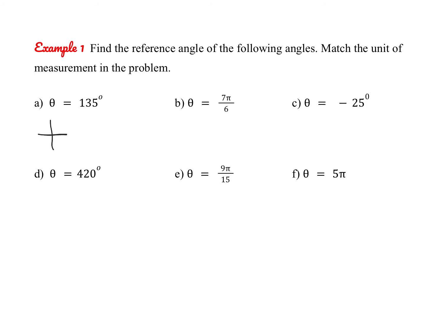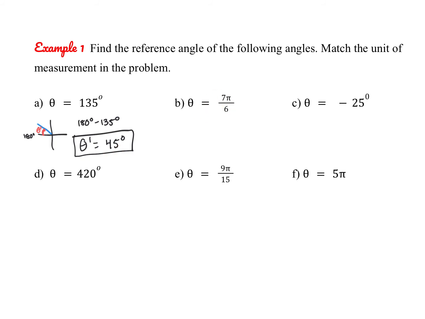So 135 degrees we know is somewhere in quadrant 2. Here's 135. And the closest x-axis here would be 180 degrees. So in this case, to find our reference angle, which would be this distance right here, that's theta prime, we would do 180 degrees minus 135 degrees. So our reference angle is 45 degrees. So it turns out that 45 degrees acts a lot like 135 degrees. You can tell a lot about this angle by using its reference angle, 45 degrees.